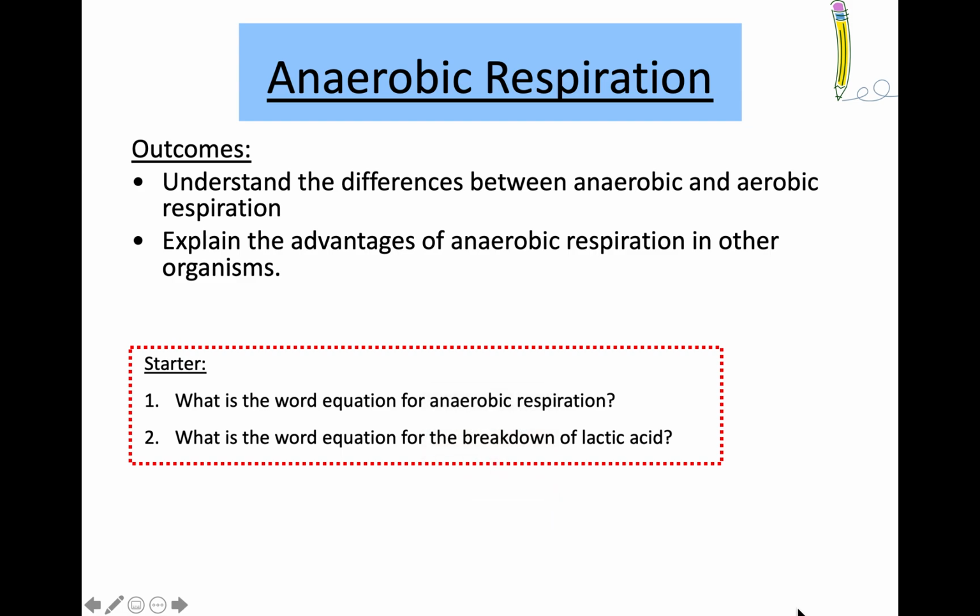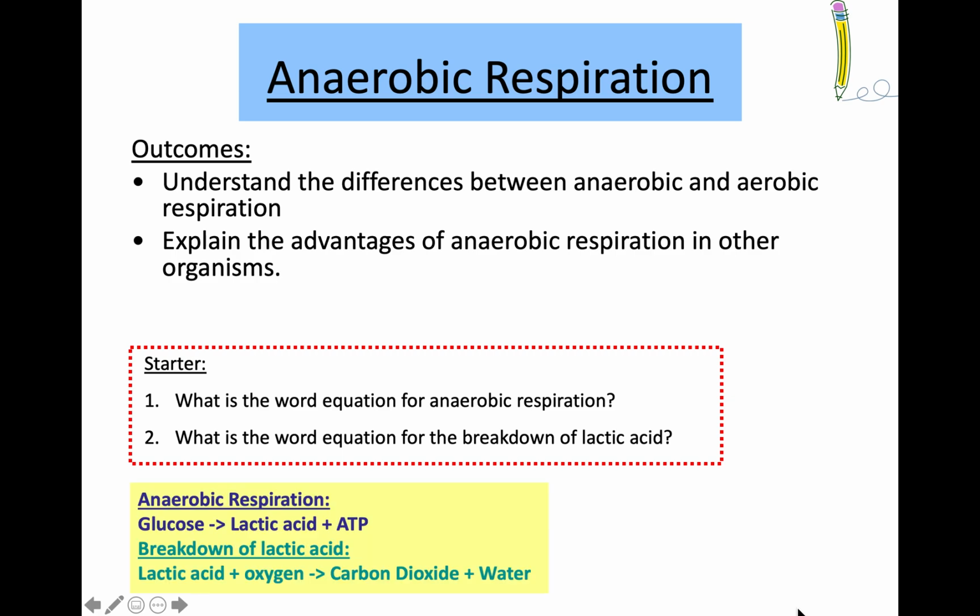Okay, so the word equation for anaerobic respiration is glucose gives lactic acid. The lactic acid is the key component. So what is the word equation for the breakdown of lactic acid? Lactic acid plus oxygen gives you carbon dioxide and water. So the key component in anaerobic respiration is lactic acid. We are going to look at this in this lesson.